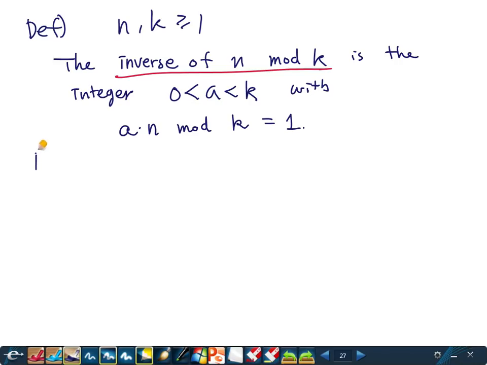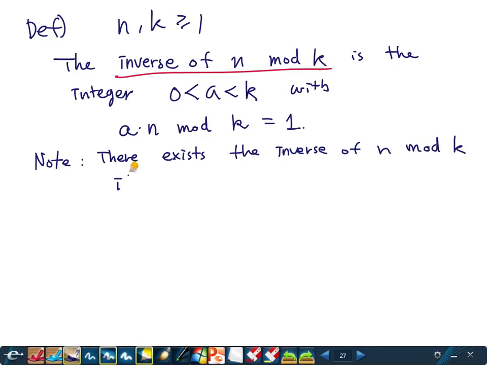Okay, but inverse does not always exist. There exists the inverse of n mod k if and only if their GCD is 1. They are relatively prime.